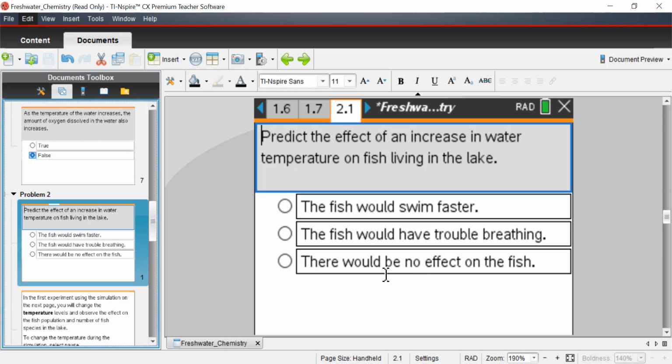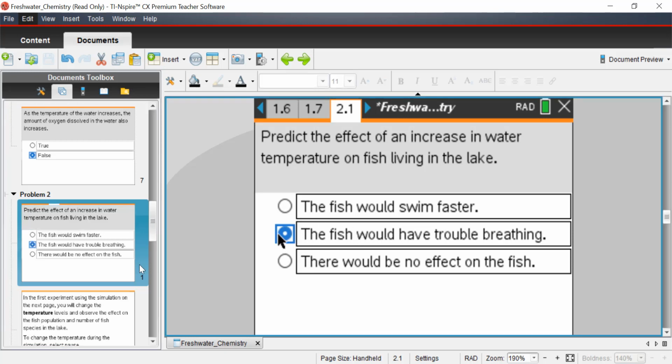If your oxygen was cut off, or if you've ever been in a swimming pool or in a body of water like a lake, you try to hold your breath underwater, you can only do it for so long, and then you have to pop back up and get a deep breath of air to replenish the O2 your body's already used up. So we're going to go for this option. The fish would have trouble breathing.